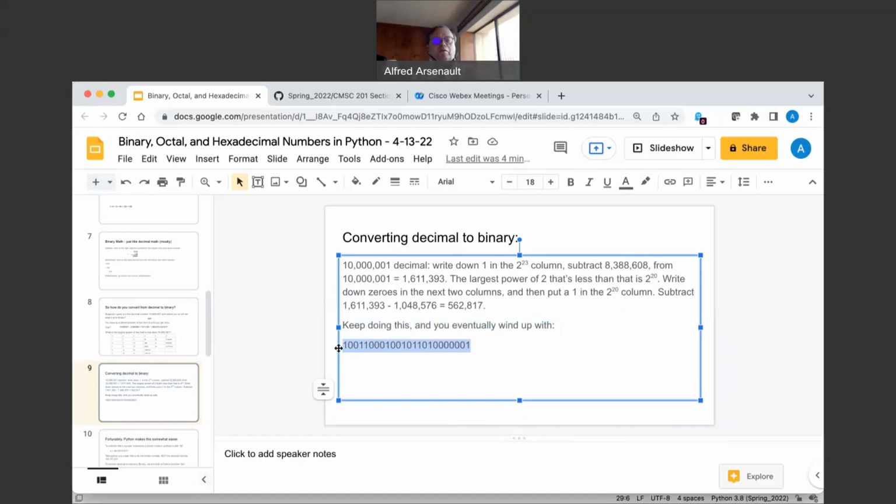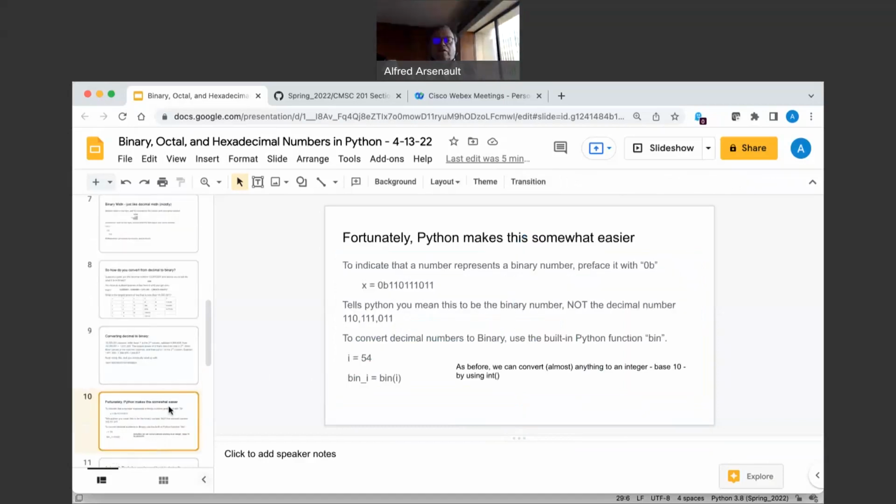Okay. Fortunately, we'll get to it in a minute, Python handles a lot of this for us. Python represents these numbers and makes it so much easier. To indicate that a number represents a binary number, preface it with 0b. So if I say x equals 0b110111011, this tells Python I want the base 2 number. Hey, Python, I do not want the base 10 number.